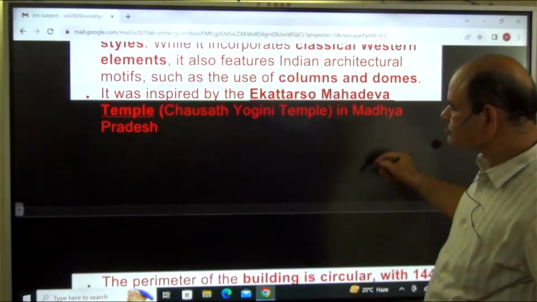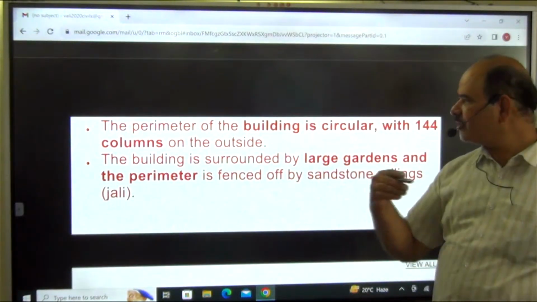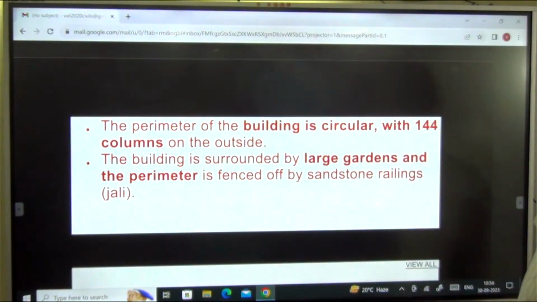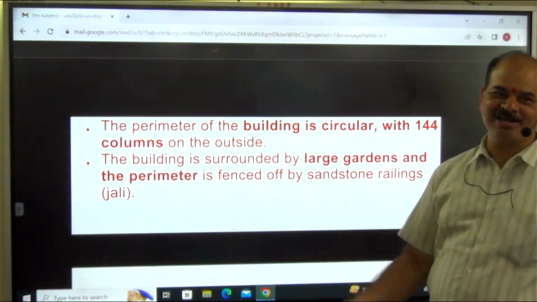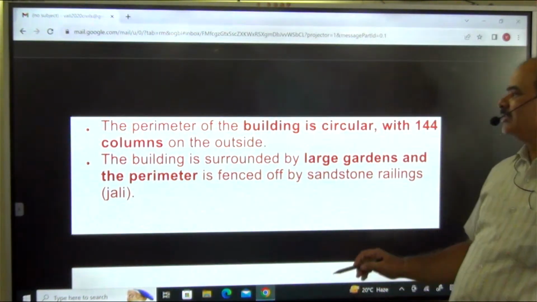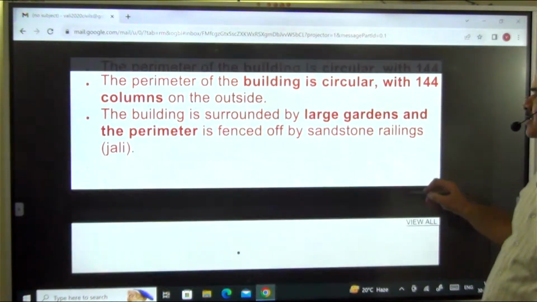Now, the perimeter of the building is circular with 144 columns on the outside. The building is surrounded by large gardens.